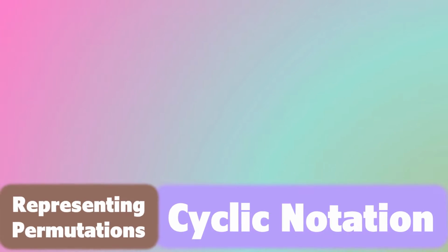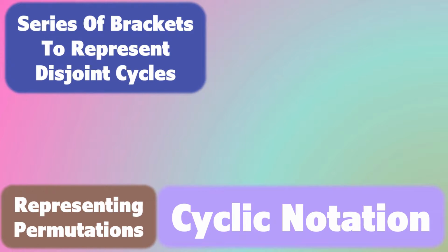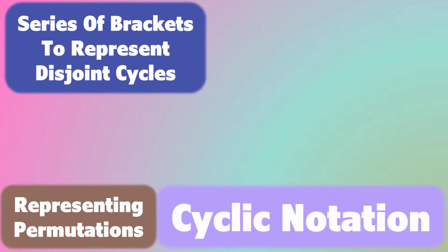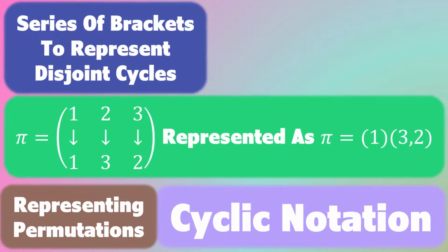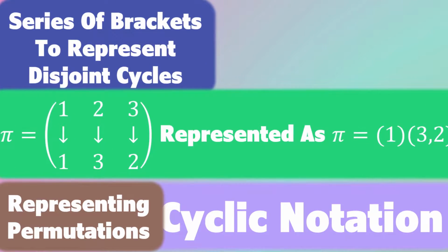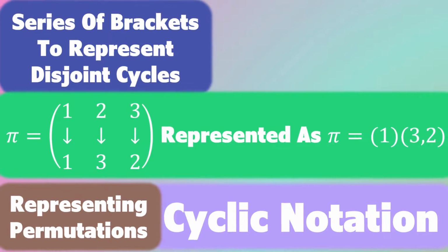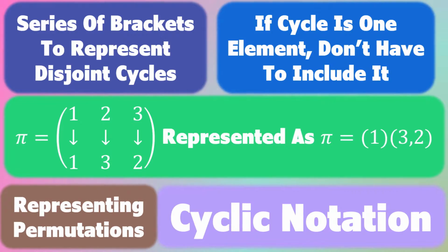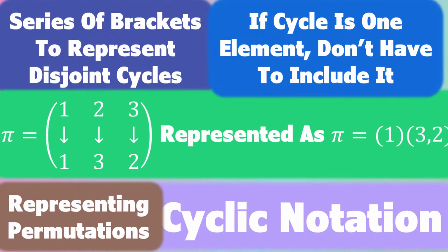In this notation, we write a series of brackets to represent disjoint cycles. For example, if we had this permutation here, we would represent this as pi equals (1)(3 2). If the cycle is only one element, we don't have to include it, so the permutation can be written as pi equals (3 2).